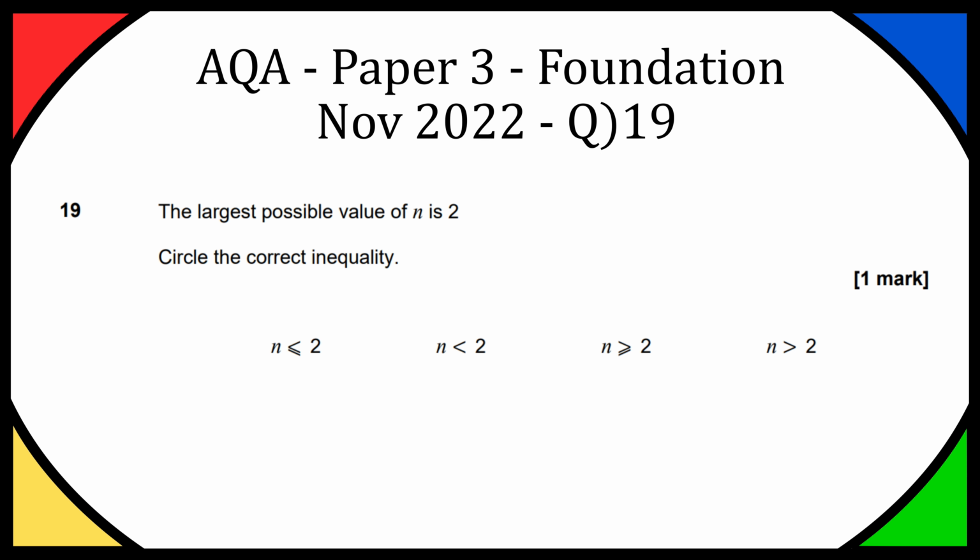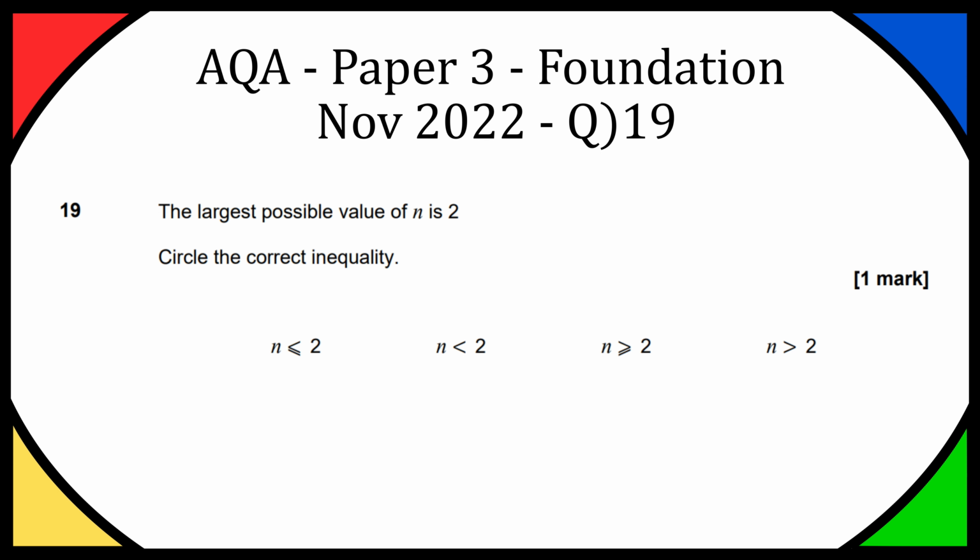So question 19: the largest possible value of n is 2. Circle the correct inequality, and it's a 1-mark question. So we have a few different inequalities here. For example, n is less than or equal to 2, n is less than 2, and we have a couple more. So let's just look at what the question is stating.